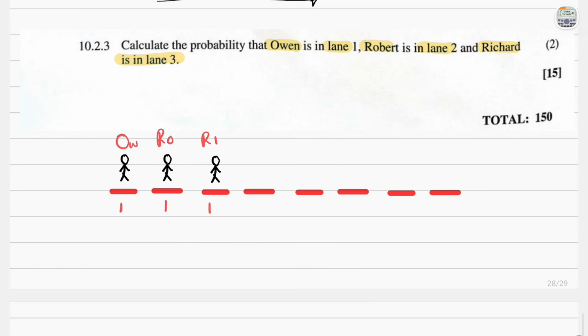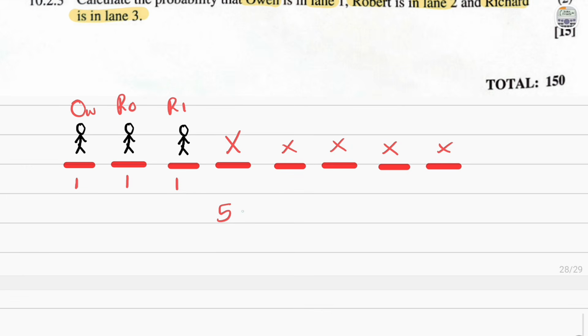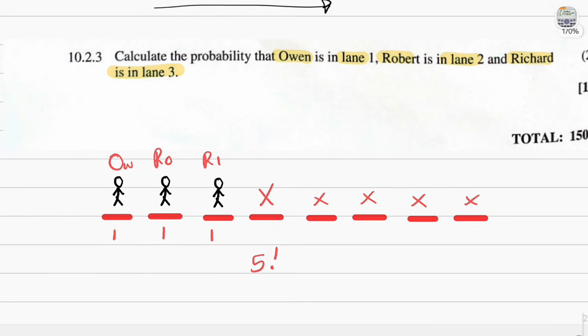After they are standing in lanes 1, 2, and 3, this is how the other 5 athletes will stand. The first of the 5 athletes has 5 different options to stand in. After that one is standing, the second athlete has 4 different options. The next one has 3, and then 2, and then 1 option. So that's 5 factorial, 5 times 4 times 3 times 2 times 1. So we just have to find 5 factorial.